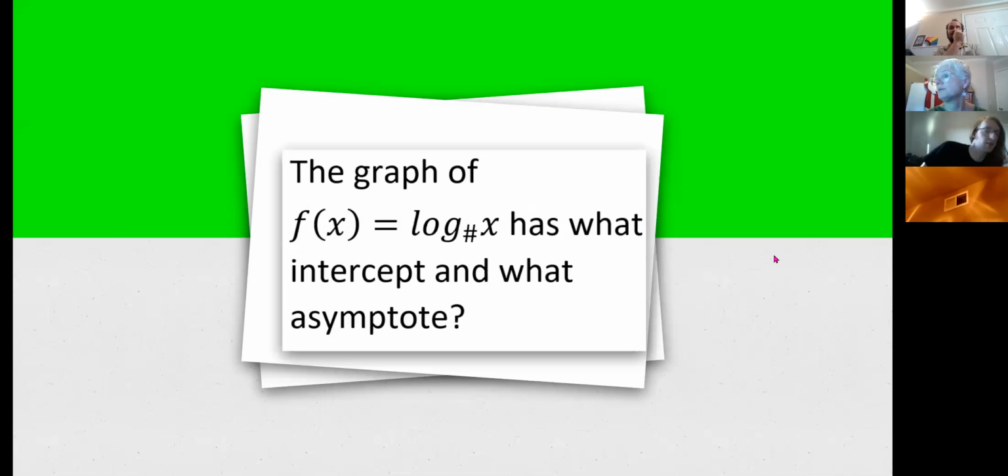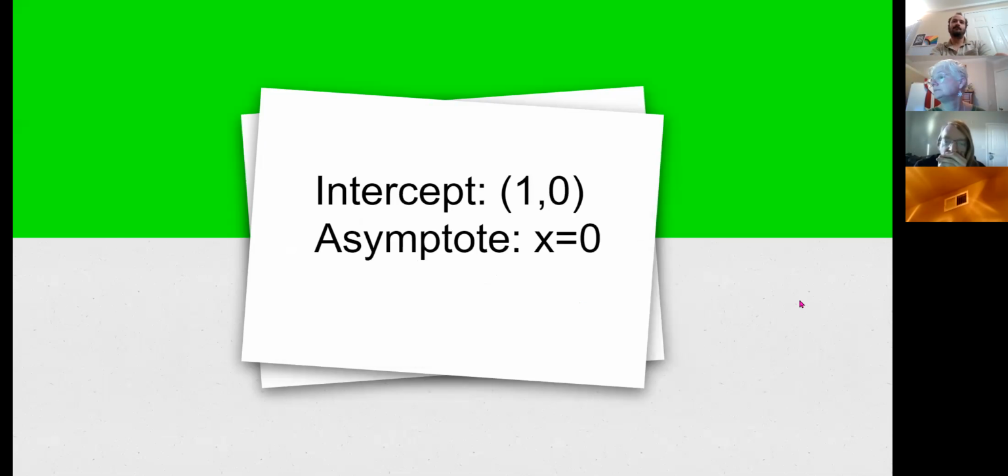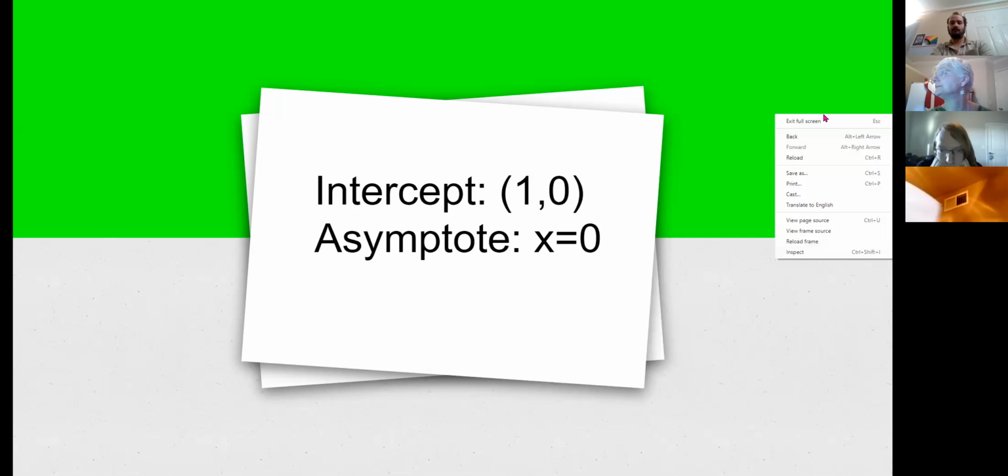And then the logarithmic function is just the inverse of the exponential function. So if you flip the 0, 1, it's going to become 1, 0. And if you flip the asymptote, the y equals 0 will become x equals 0. And that's it. Again, those are on Blackboard. If you want to practice with them, it's a good idea.